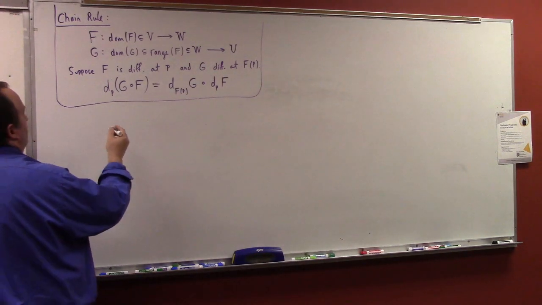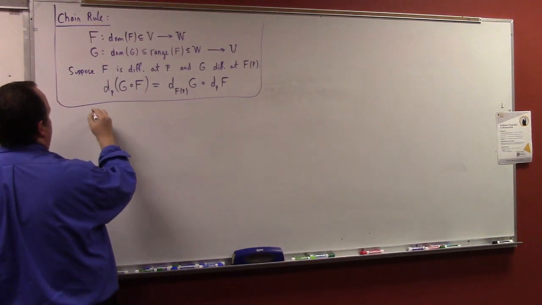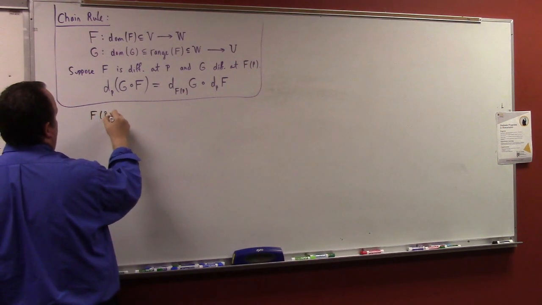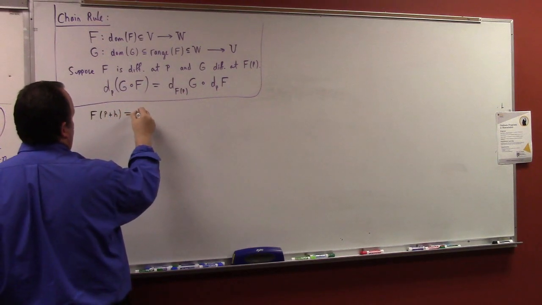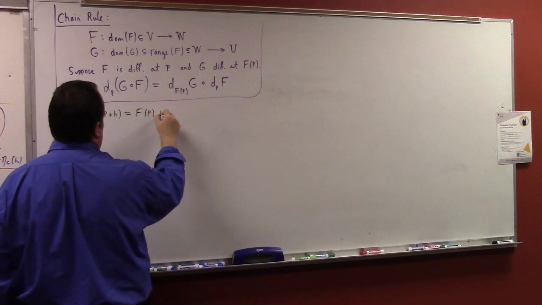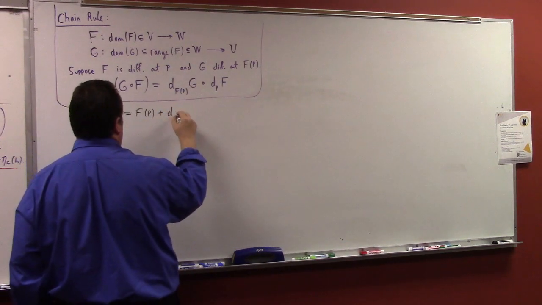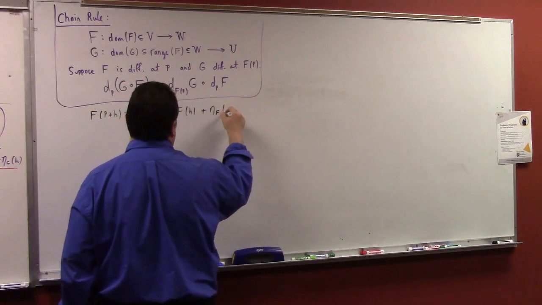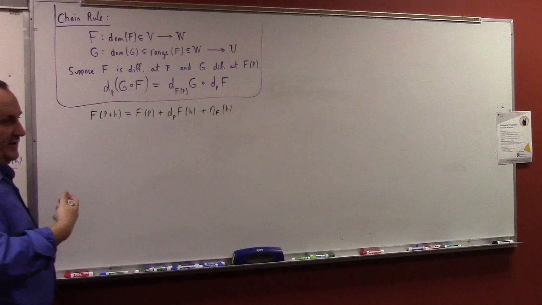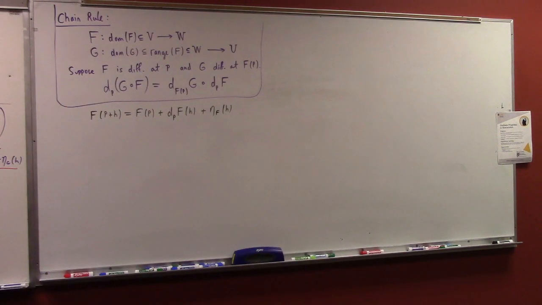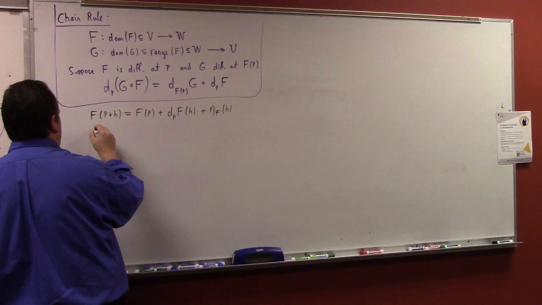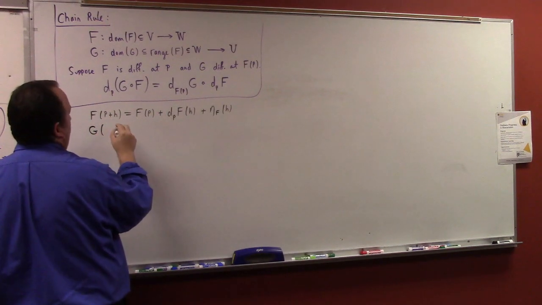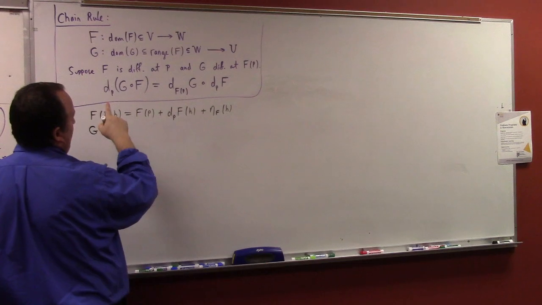So on the one hand, we have that f of P plus h is equal to f of P plus the differential at P of f times h, plus eta sub f of h, where the error term, the eta sub f term, vanishes upon division by the norm of h. And we also have g of f of P. Now g is a little bit trickier because its differential is at f of P.